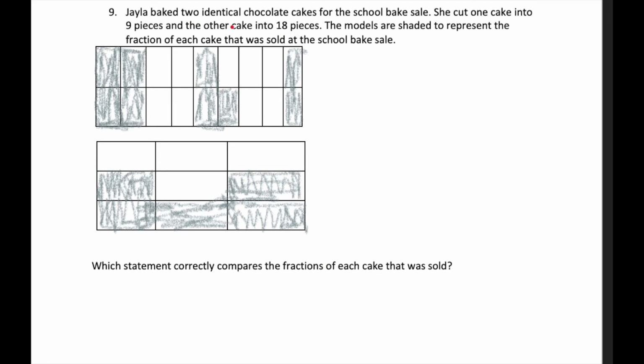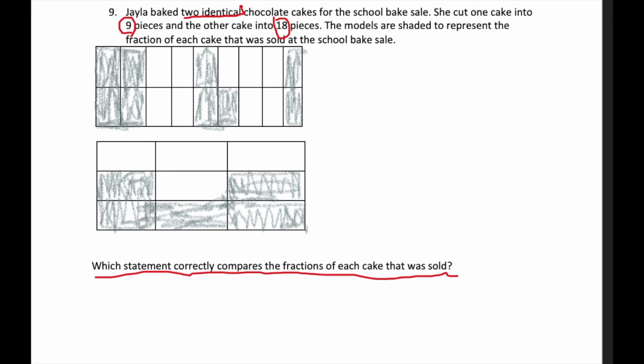So, first thing we want to do is go ahead and circle our important numbers. We have 9. Then we have 18 pieces. The models are shaded to represent fractions. So they want to know which statement correctly compares the fractions of each cake that was sold. So first thing we want to do is go in and label our fractions, the 2 identical.